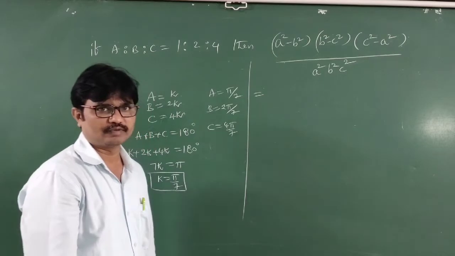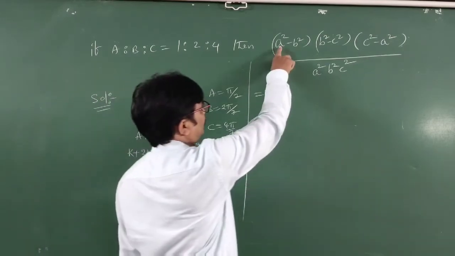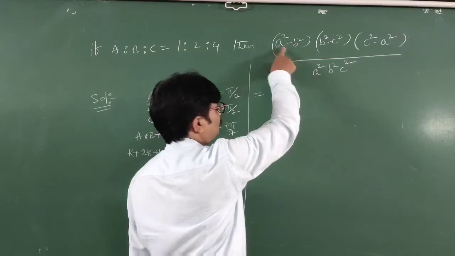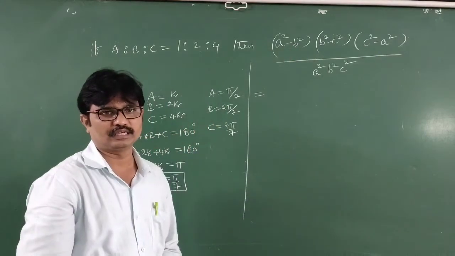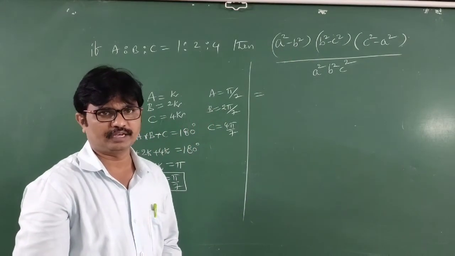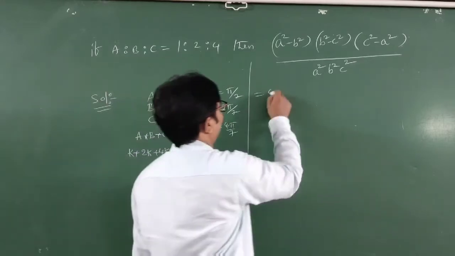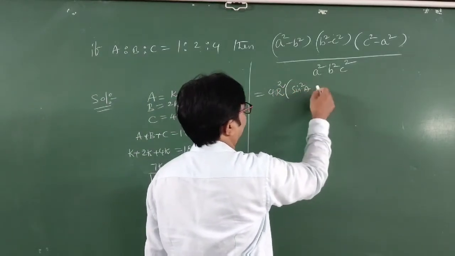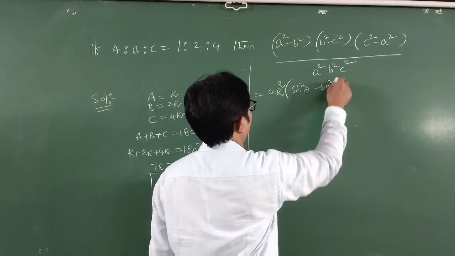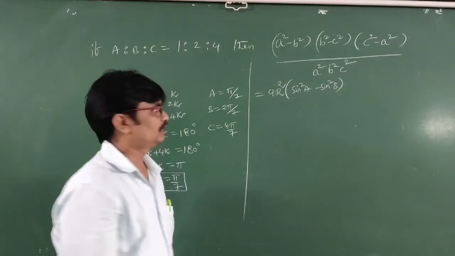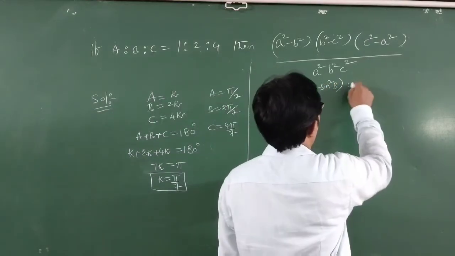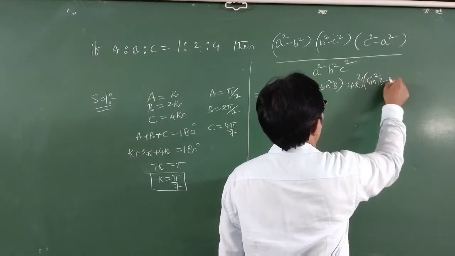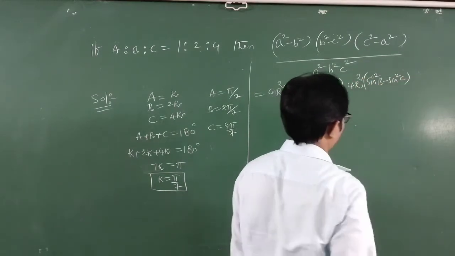So now students, here we have to find a² minus b². From the sine rule, a is 2R sin A, b is 2R sin B. (2R sin A) whole square is 4R² sin² A. Now students, the common factor is 4R², so sin² A minus sin² B. Okay students, after that similarly this can be written as 4R² (sin² B minus sin² C).